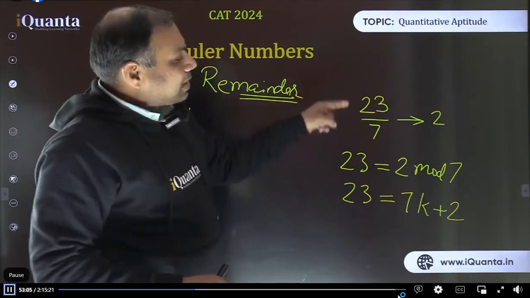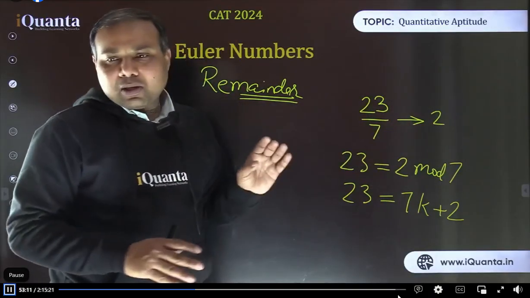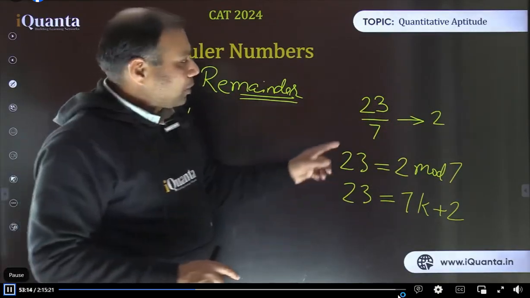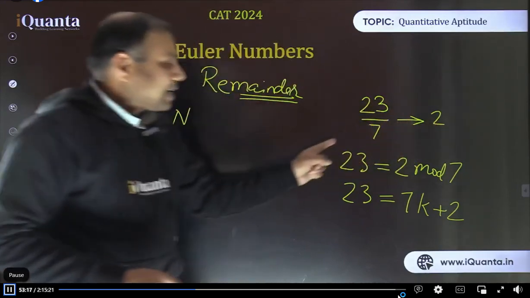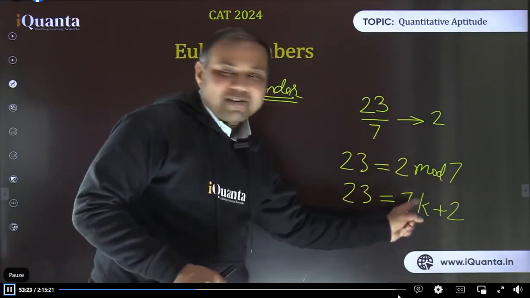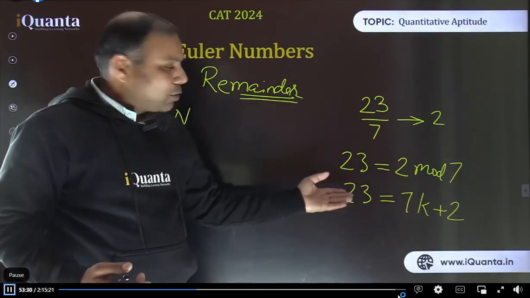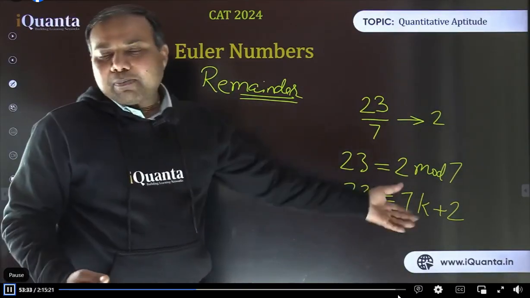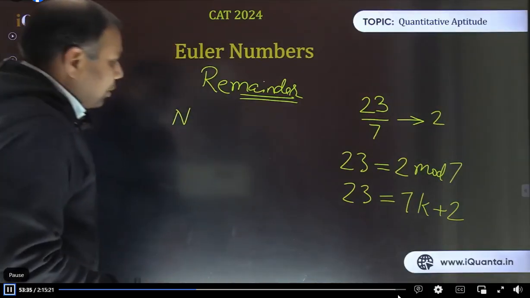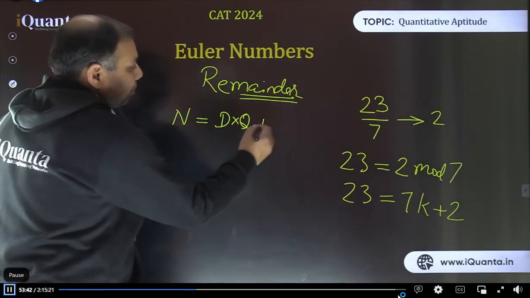When we divide 23 by 7, the remainder obtained is 2. So a basic point is that we are not bothered about the quotient. 23 when divided by 7 leaves remainder 2. It can be written as 23 equals 2 more 7, or we can write 23 equals 7k plus 2, where k is the quotient. What is the value of k? For a small number you can find it out, but if it is a large number, it may not be easy to find. The number is written as divisor into quotient plus remainder.